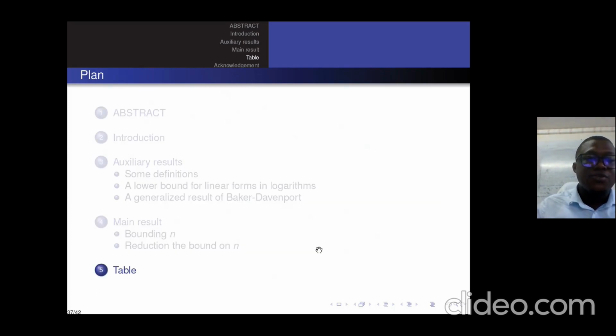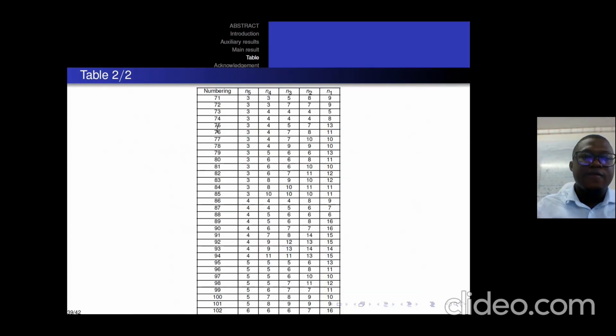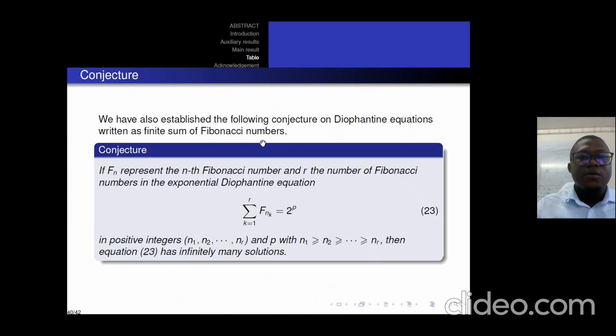And in this last section we will find the table of all solutions of equation 1. I want to say that these are all the powers of 2 that can be written as a sum of 5 Fibonacci numbers. We have 106 solutions. And we have also established the following conjecture on the Diophantine equation written as a sum of Fibonacci numbers.